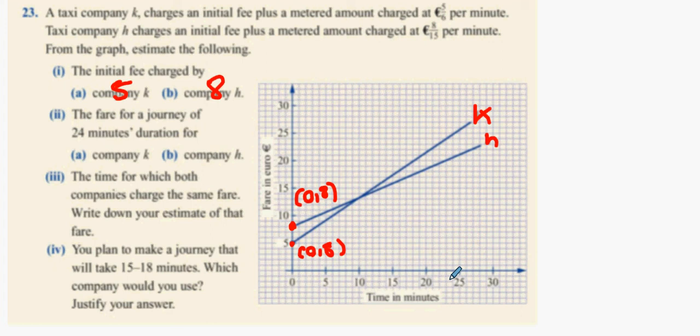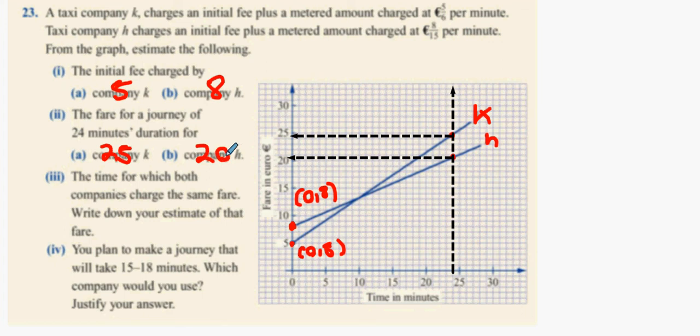24 minutes in. Where's 24 minutes? Agree with that, around here and around there. Okay, go up to 24 and we're going to calculate the fares of both of them. Straight up, straight across. What is the fares of the cheaper one? Around 20 and 25. Would you agree with that? Is that okay with you guys? K is worth 25, H is worth 20.